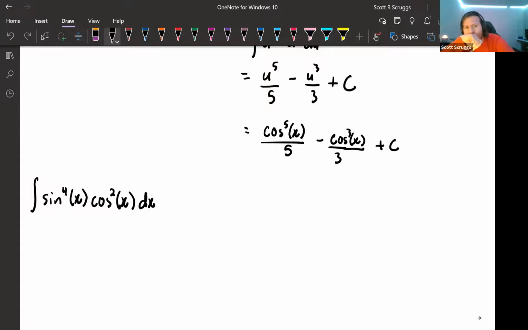So let's ask you this. If I have a sine and a cosine integral, and both of them have an even power, what should I do here? Try to help me out. Or better yet, what trig identity would help me here to evaluate that integral? The double angle identity.